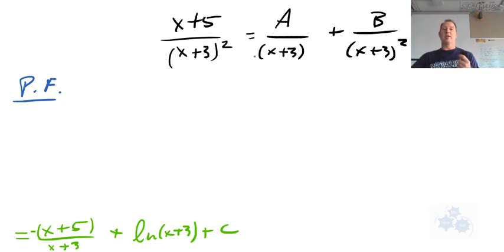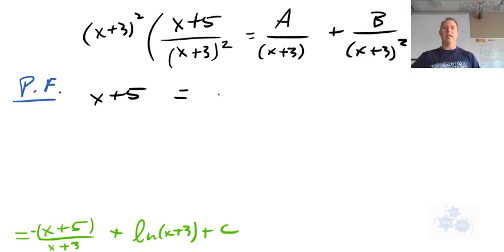Because this is easier to integrate when you just have a constant instead of a whole other function here. So how do we do that? All right, so you get to this point, and you want to multiply by (x+3)² to everything, and that gives us x + 5 = A(x + 3) + B, when you multiply each term.